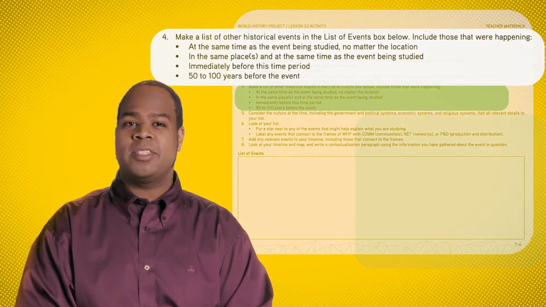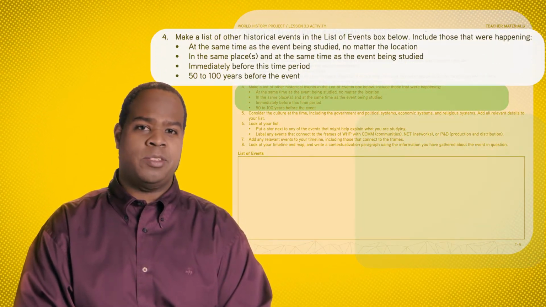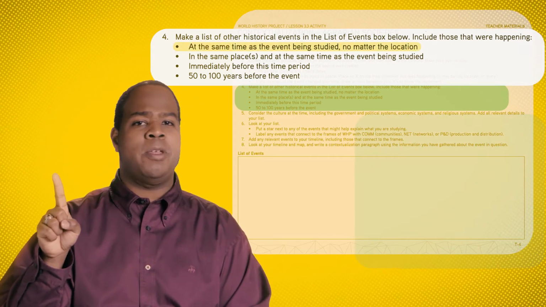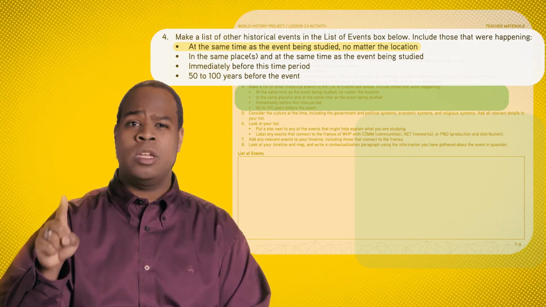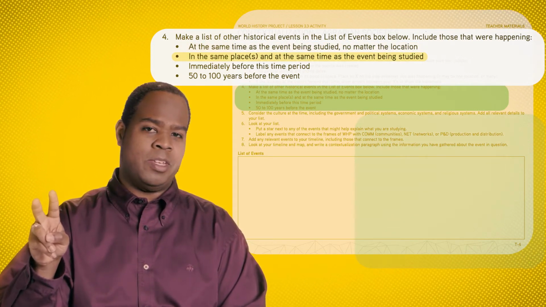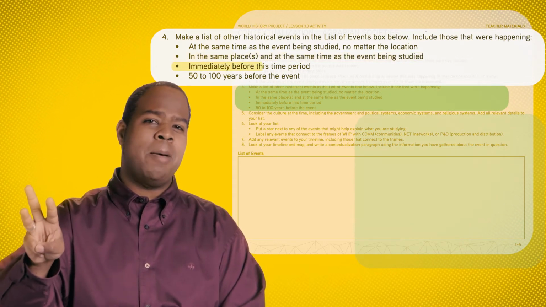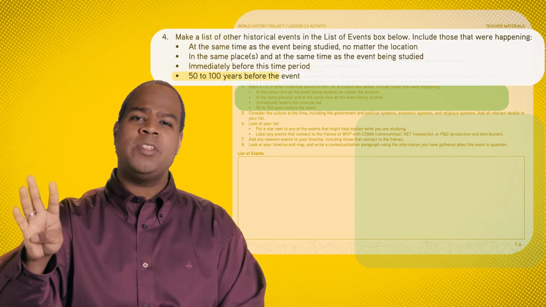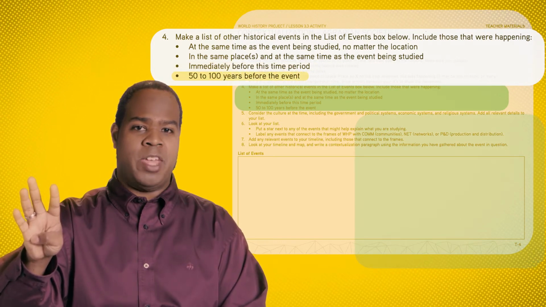Now it's time to make a list of 4 kinds of historical events. Those that were 1. Happening at the same time as the event being studied in any location, 2. In the same place and at the same time as the event being studied, 3. Immediately before this time period, and 4. 50 to 100 years before the event.